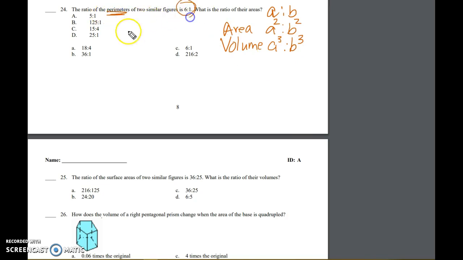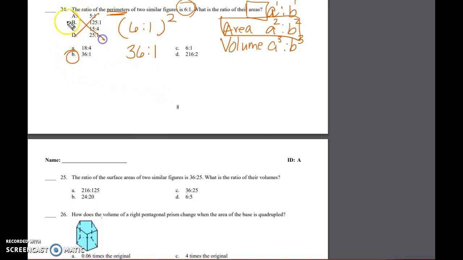So in this case, this is the perimeters. So this is the scale factor 6:1. That's to the first power. So that's perimeter, that's scale factor. And they want me to compare the areas. That means I'm going to be squaring them. So I'm going to square both numbers. So 6 squared is 36. 1 squared is 1. So the ratio from the areas is 36:1. And just ignore that. That shouldn't have been there. It should have been erased. Okay. So based on dimension is whether or not it gets to the first power, second power, or third power.